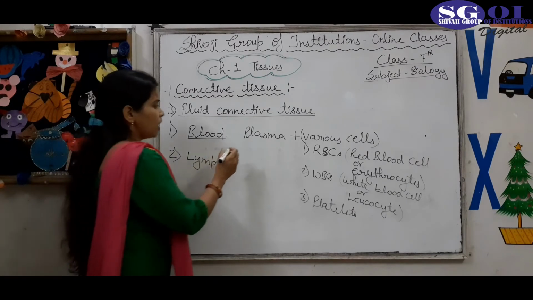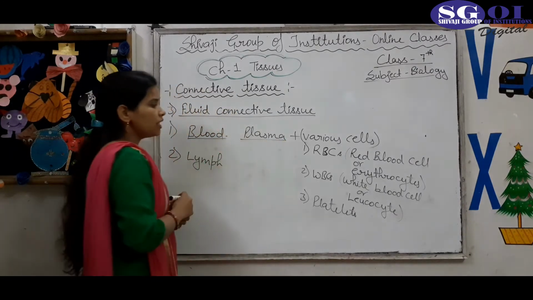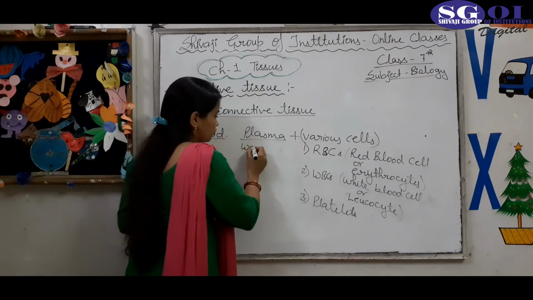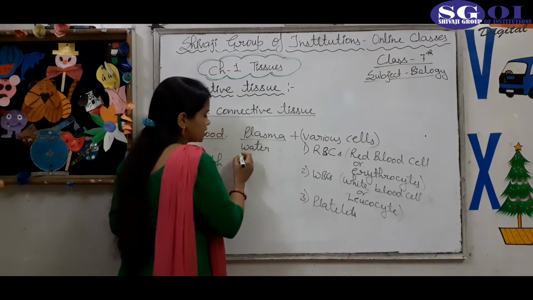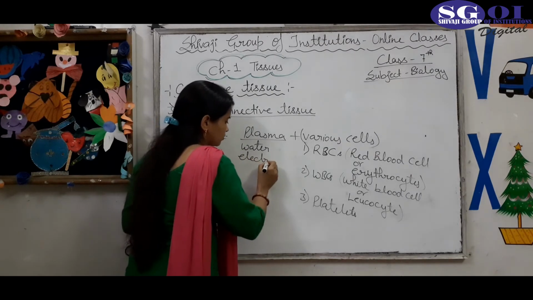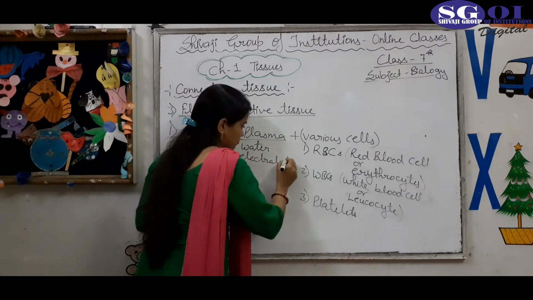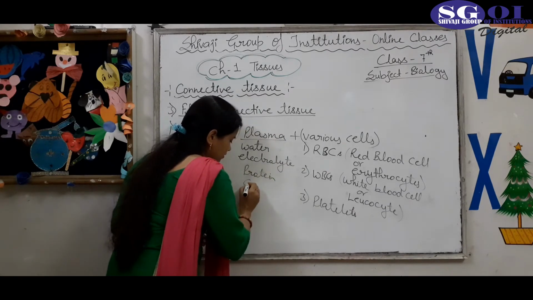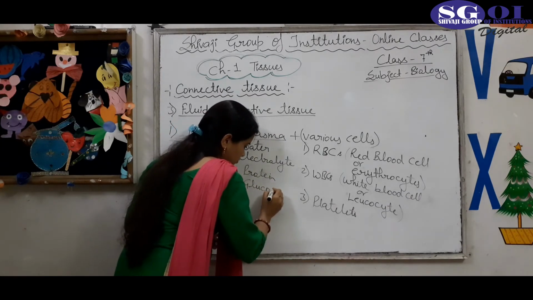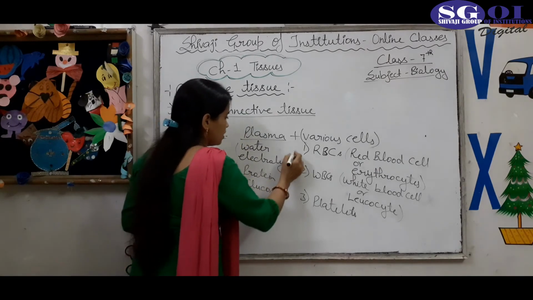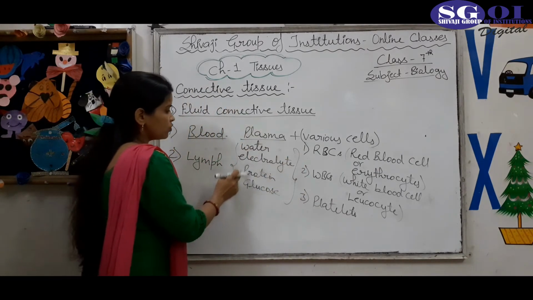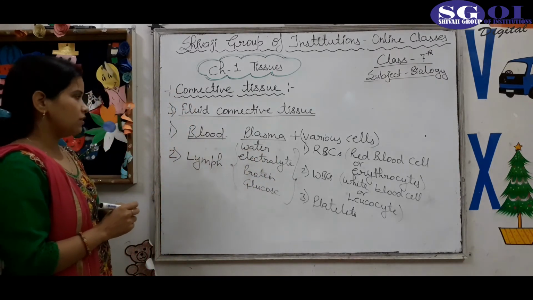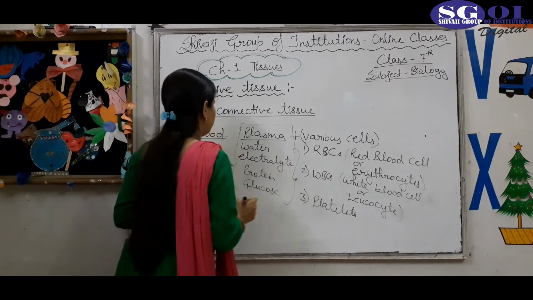And if you talk about the plasma, it is composed of water, various types of electrolytes, protein and glucose. So this plasma is actually made up of protein, glucose, various types of electrolytes and water. This is the composition of the plasma.